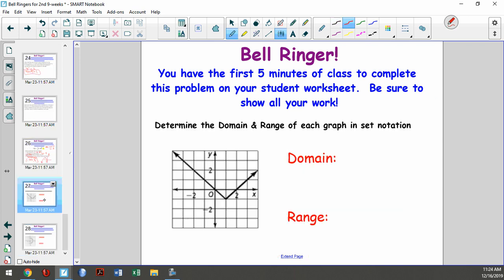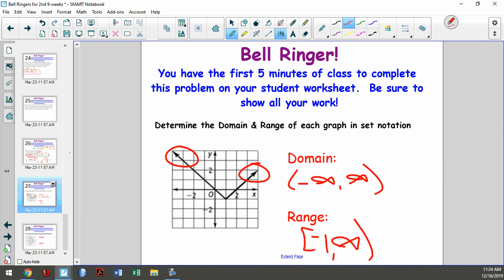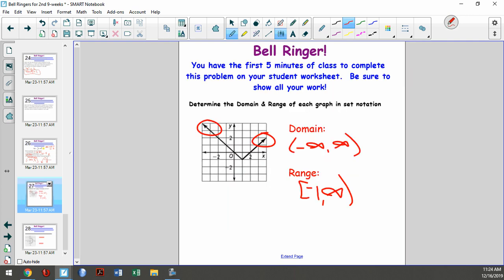All right, next. What's the domain of this function? Y, because domain is read from left to right. And I have arrows, right? What's the range? -1 to infinity. Do we all understand that?